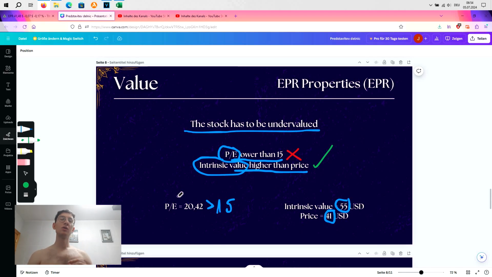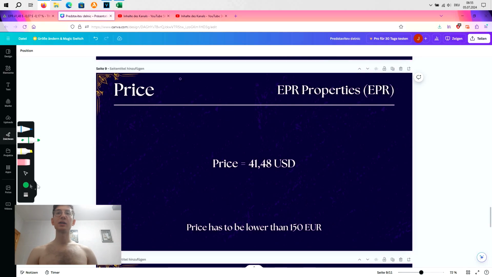P/E ratio measures how undervalued the stock is against the competitors, okay? So obviously the lower the P/E ratio is, the better it is, okay? My own preference is that the P/E ratio is lower than 15, because that means that the company is undervalued, okay? It's that simple. And now we come to the current price.